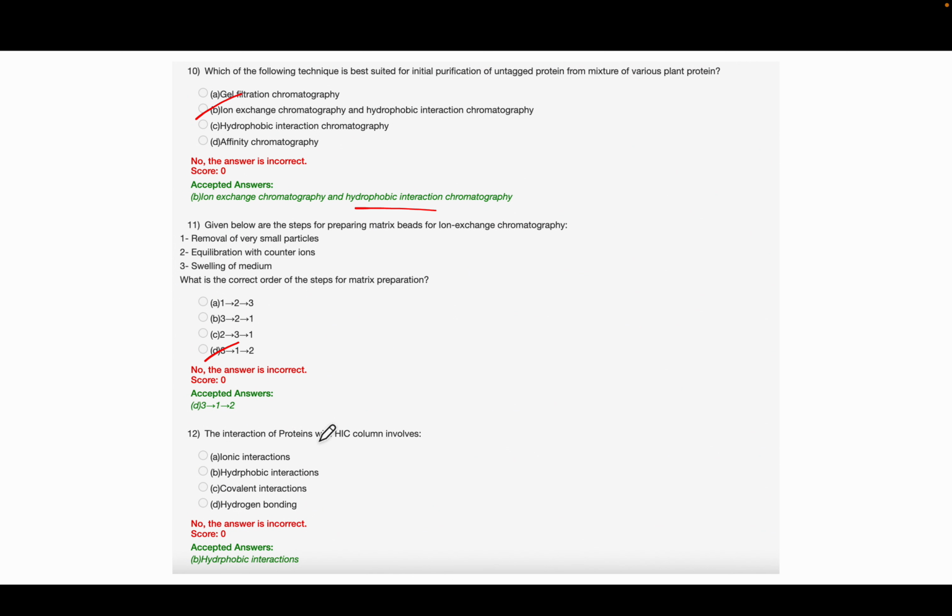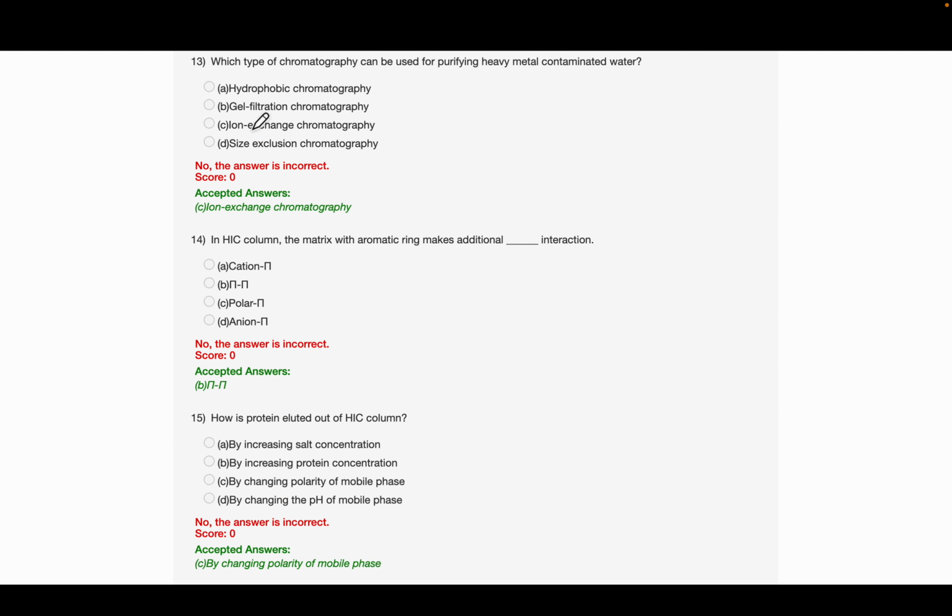The interaction of proteins with a hydrophobic interaction chromatography column involves hydrophobic interactions. Okay, as simple as that. Then we'll go for the next question.